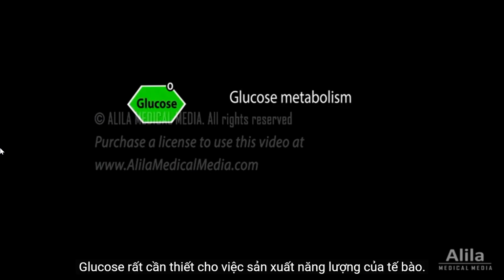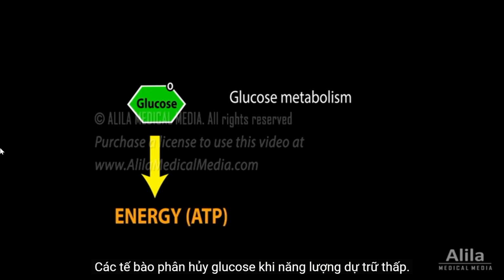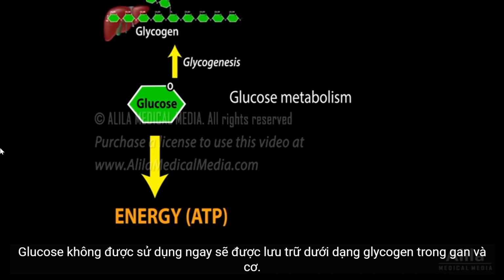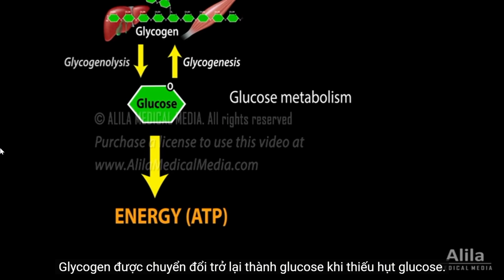Glucose is central to cellular energy production. Cells break down glucose when energy reserves are low. Glucose that is not immediately used is stored as glycogen in liver and muscles. Glycogen is converted back to glucose when glucose is in short supply.